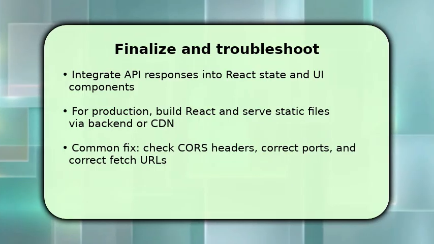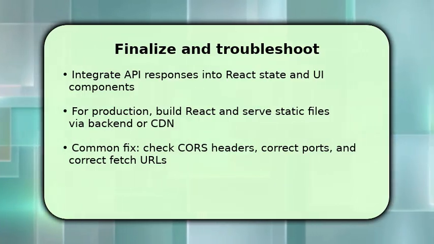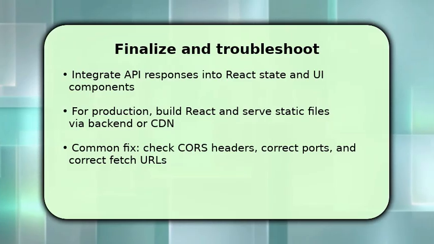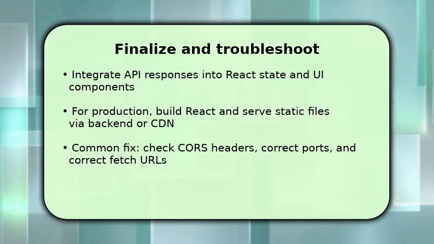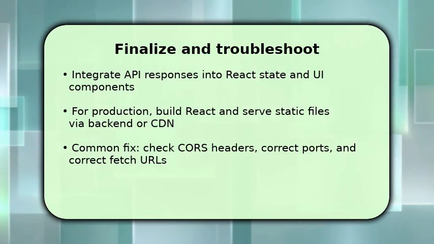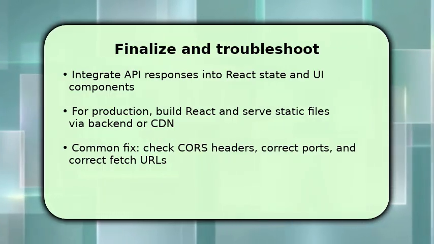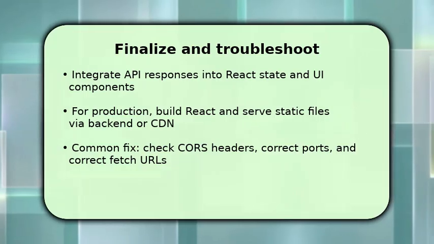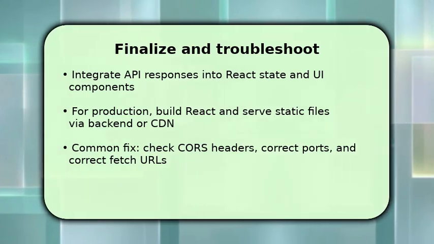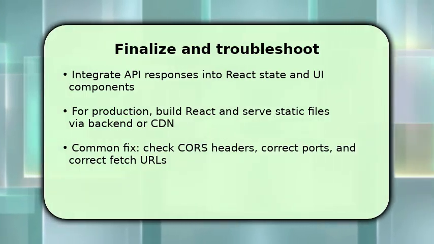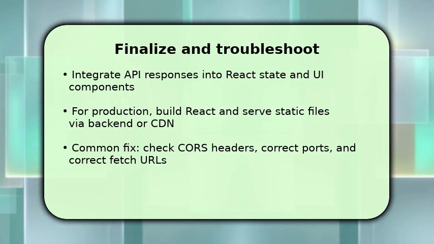For production, run npm run build and either have Flask serve the built static files from a build folder or host the static site on a CDN with the Python API on a separate host. If something breaks, first check CORS headers, ensure backend and frontend ports/URLs match your requests, and log full responses. Those 3 checks solve most connectivity issues.